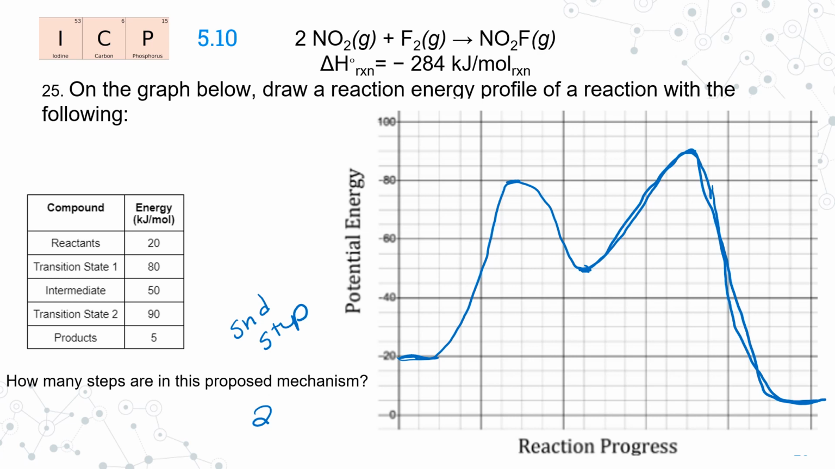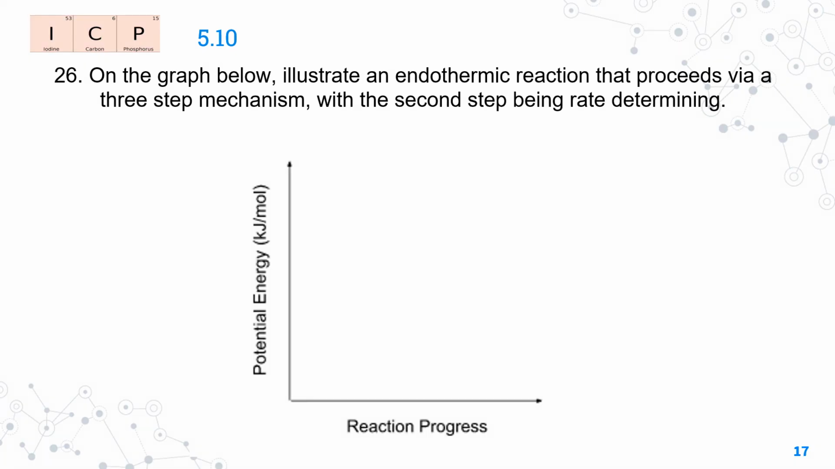All right, so let's look at, oh wait. On the graph below, illustrate an endothermic reaction that proceeds via a 3-step mechanism where the second step is the rate determining step. So I'm going to start with my reactants down here. I'm going to do my first one, my second one, my third one, and make sure that my products are higher than my reactants. And that should be what that reaction mechanism needs to look like.